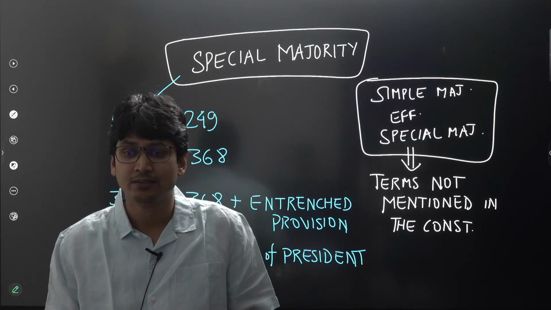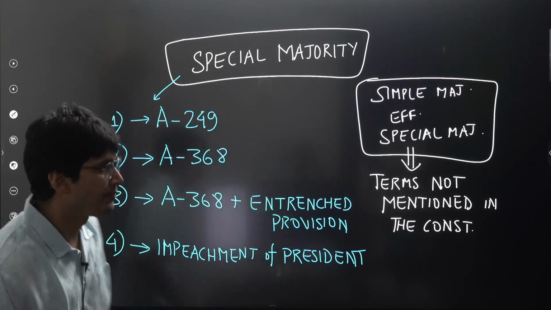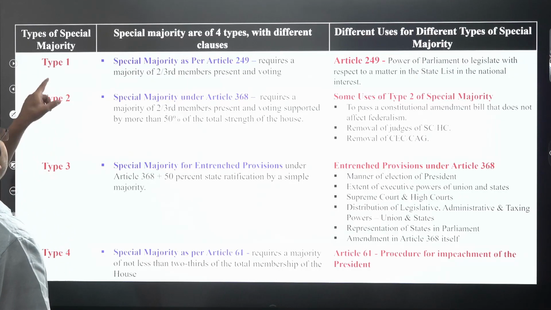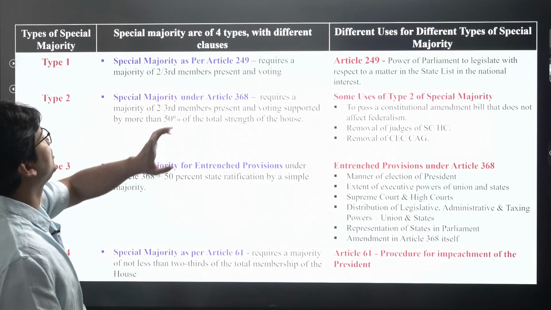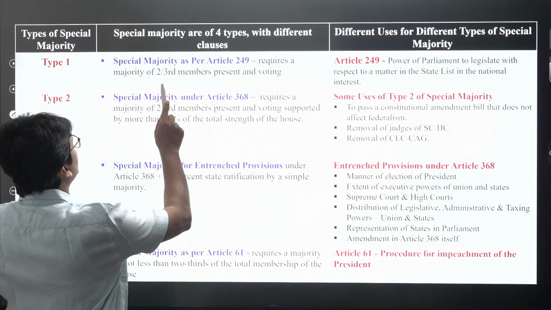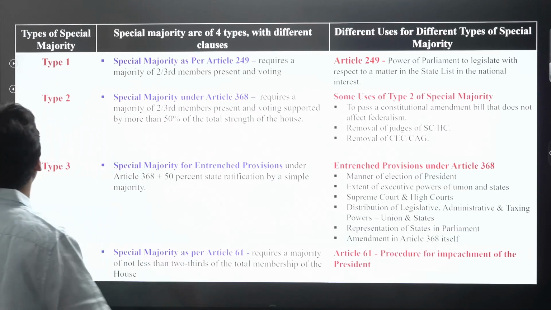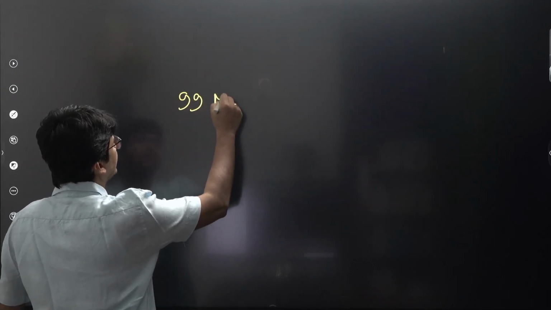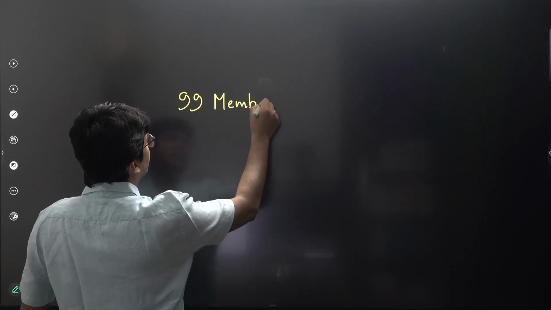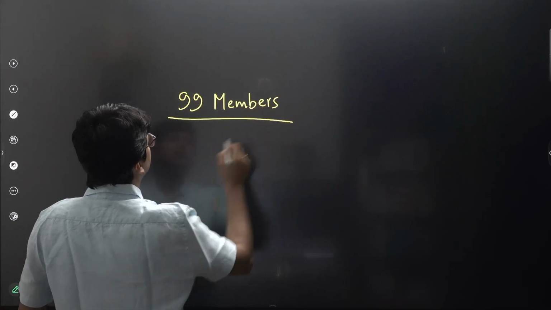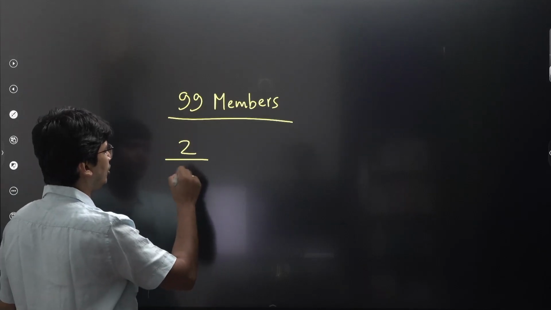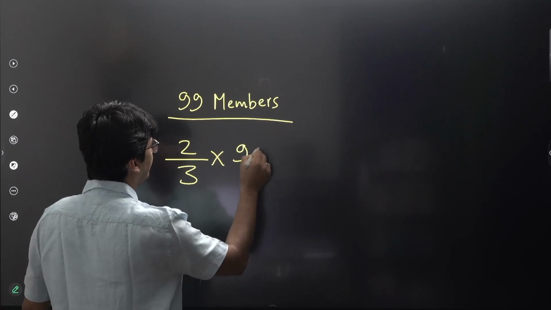Think. So let's go through these different types of special majority. What is the first? Type 1. Special majority as per Article 249 requires a majority of 2/3 of the members present and voting. Just an example. Let's say there are 99 members, for the sake of calculation. Then what would be the type 1 special majority? 2/3 of the members present and voting.